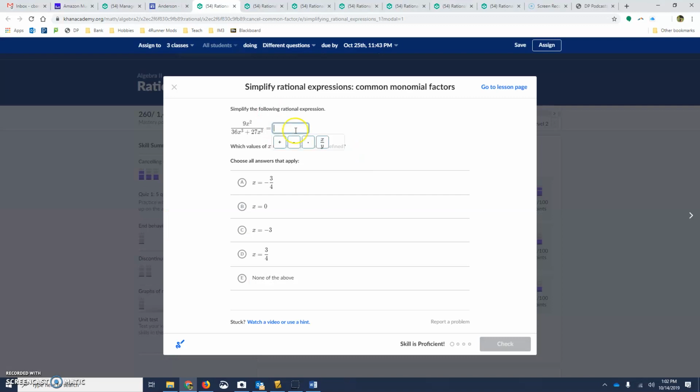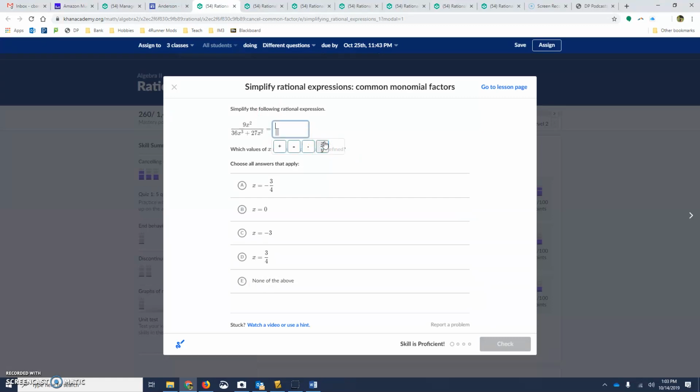Okay, so to type it in, I would hit the division button right away. 1 on top, and 4x plus 3 on bottom.